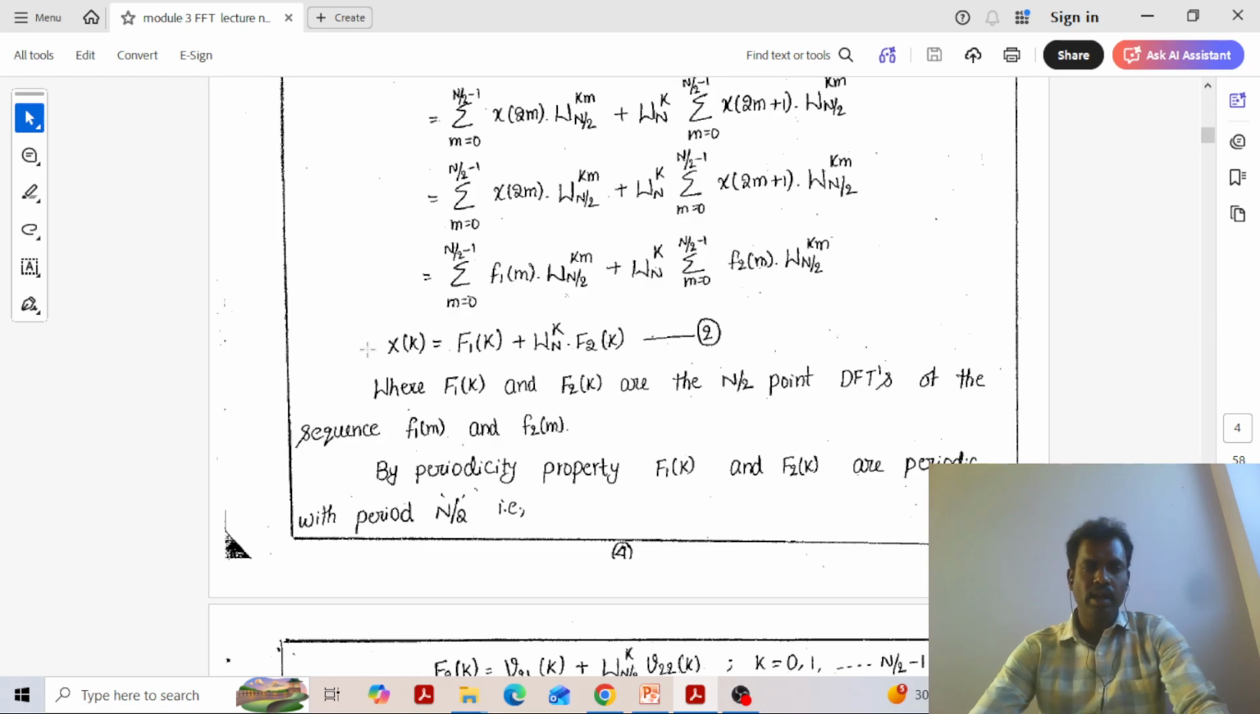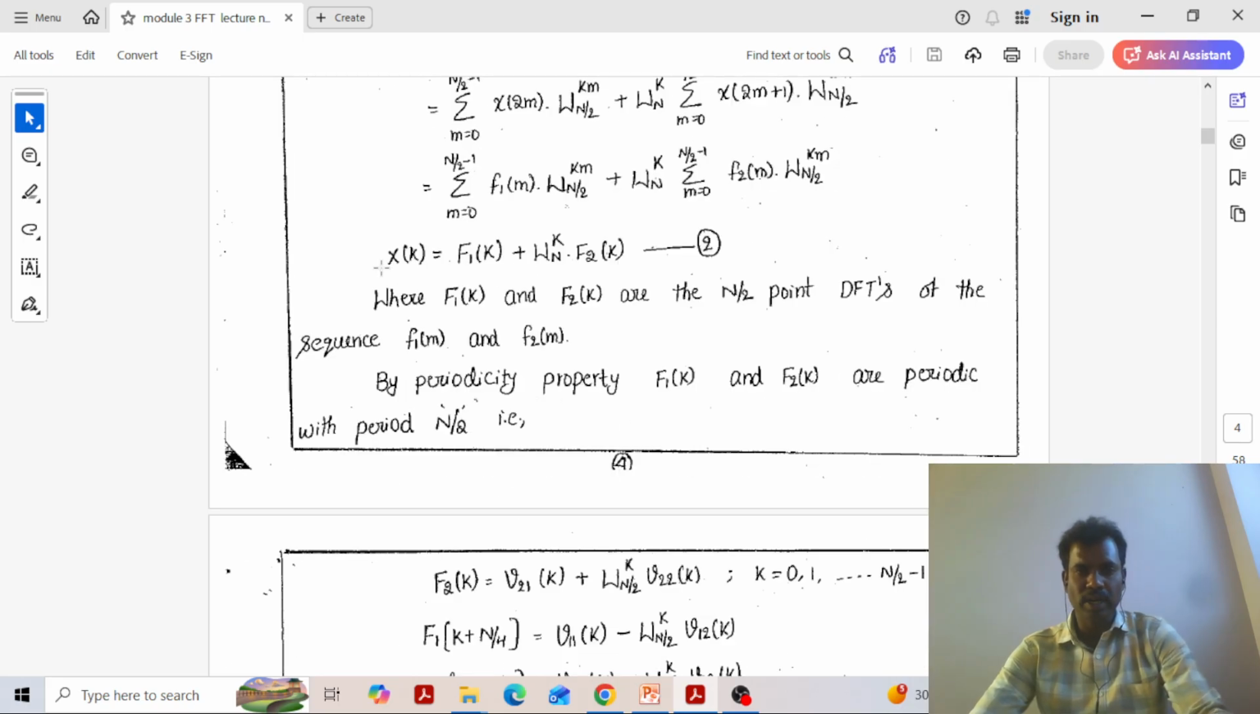Here to find N samples, we are multiplying only N by 2 twiddle factors. For the N by 2 point DFT, k varies from 0 to N by 2 minus 1, so there are N by 2 total factors. For every k, we are multiplying with W_N power k. So the N by 2 point DFT is multiplied with N by 2 twiddle factors. To find the N point DFT in one iteration, we multiply with N by 2 multiplications.